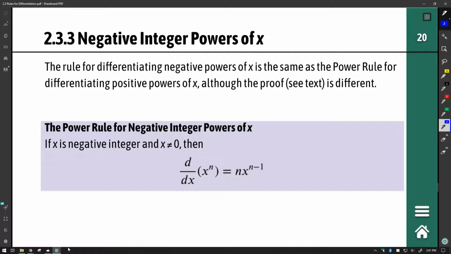So we begin with that rule. The rule for differentiating negative powers of x is the same as the power rule for differentiating positive. So whether that power is negative or positive, it works the same, although the proof is different. The proof, if you're looking for it, is on page 127 of your textbook. I'll leave that to you, but the power rule for negative integer powers is the same as you would expect. The derivative with respect to x of x to the n is n x to the n minus 1. N becomes the coefficient out front. We reduce the exponent by 1.